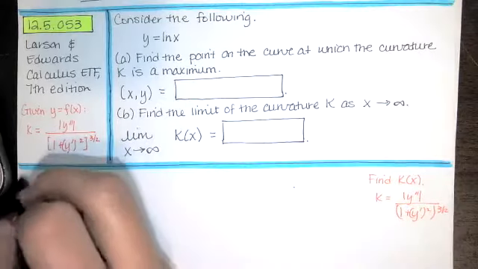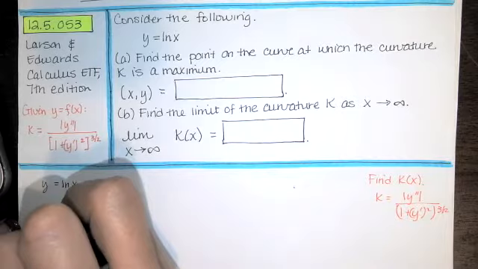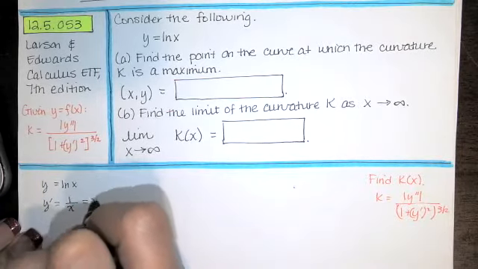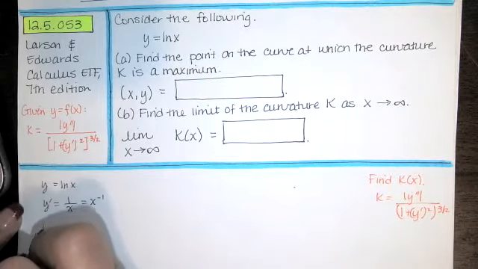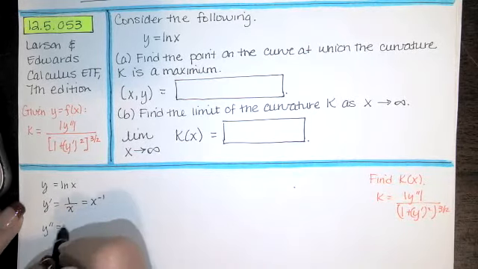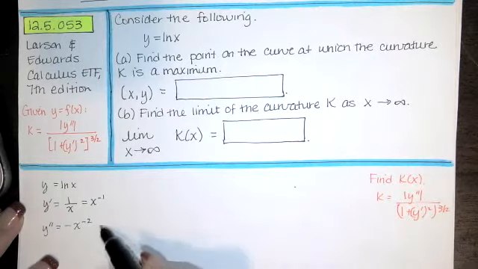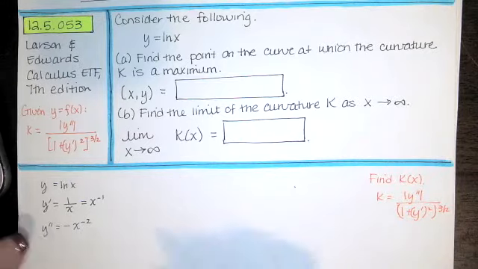To use the formula, I need to compute y double prime. So first I'll write y equals natural log of x. That means y prime is 1 over x. Since I'm taking the derivative again, I'll write that as x to the negative 1. Y double prime requires us to use the power rule. So we'll bring the power down, multiply by x to the 1 less power. The absolute value of this function goes in our numerator. And then in the denominator, we've got 1 plus y prime squared raised to the 3/2.